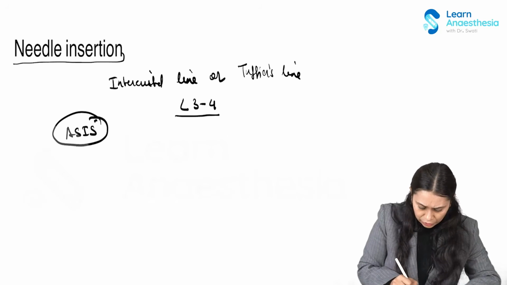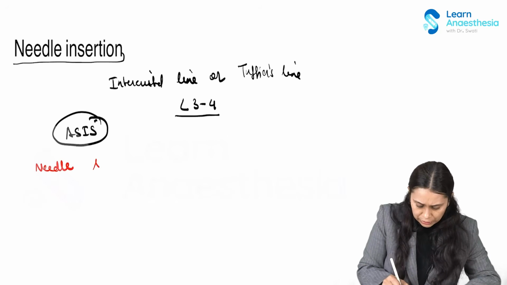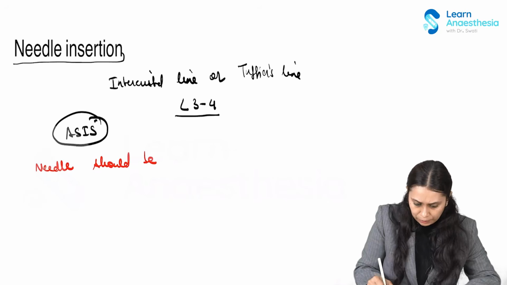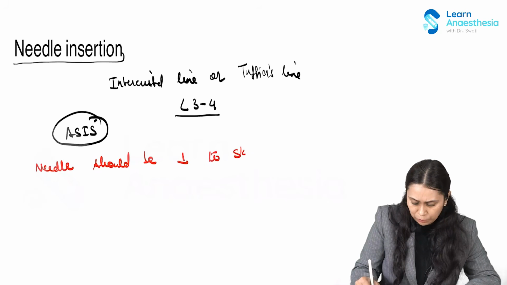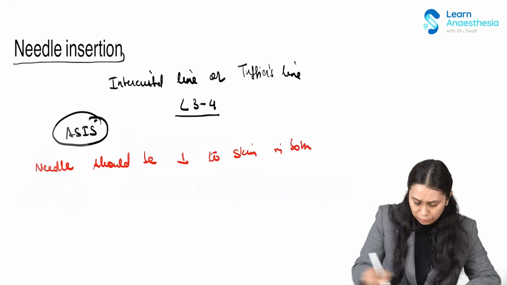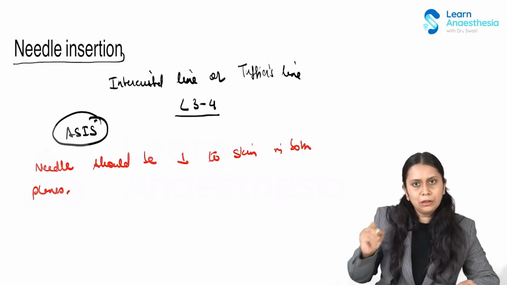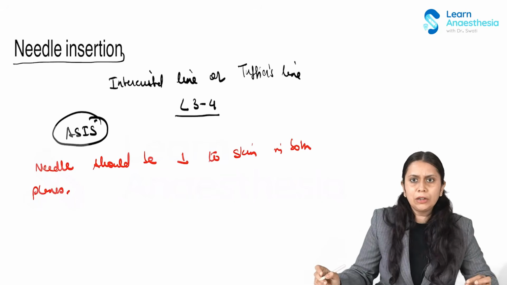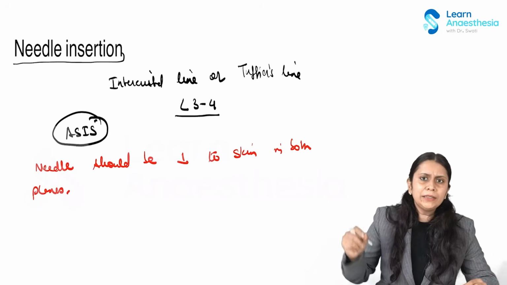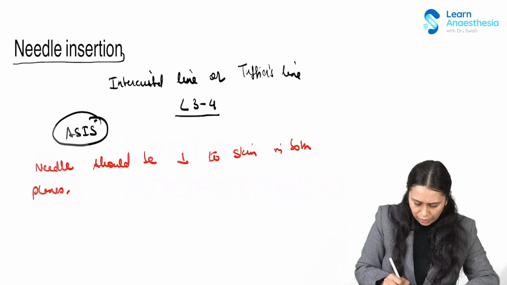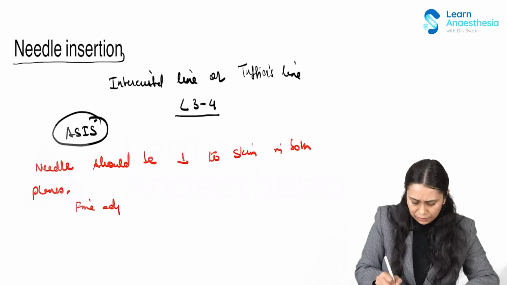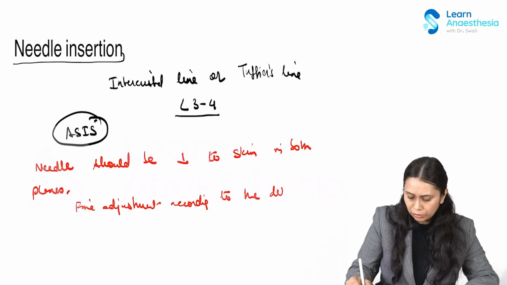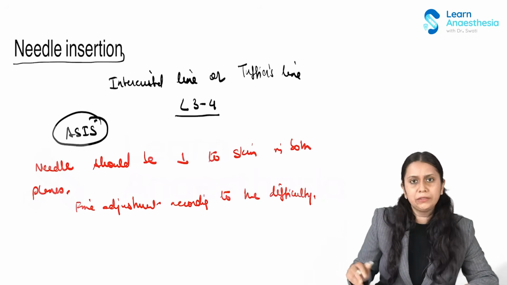So the needle should be perpendicular to the skin in both planes, and we should advance it cautiously and slowly. Fine adjustment we will do when we encounter bone. Normally, mostly cranial adjustment is done, fine adjustment according to the difficulty. So what are the difficulties we can face?